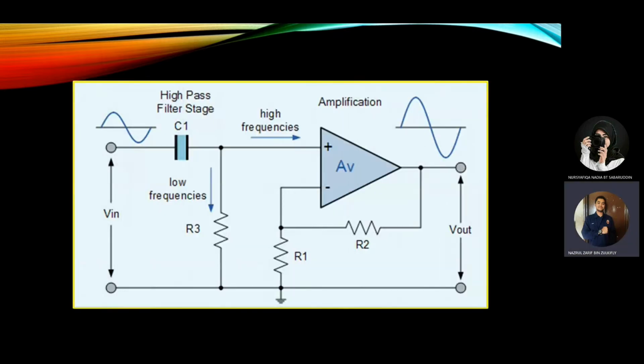This is the example of active high pass filter for non-inverting. This is the schematic circuit.